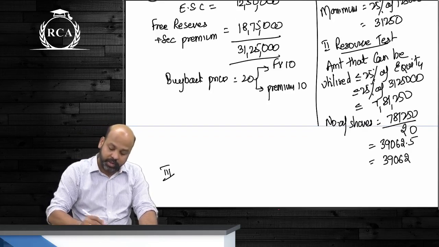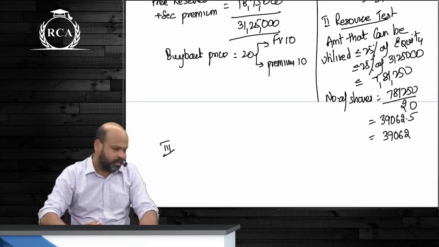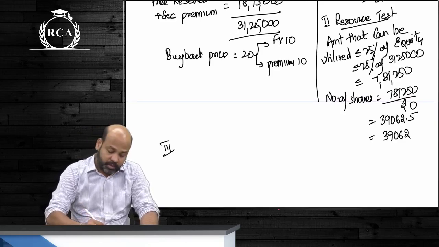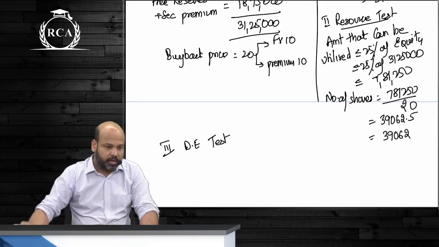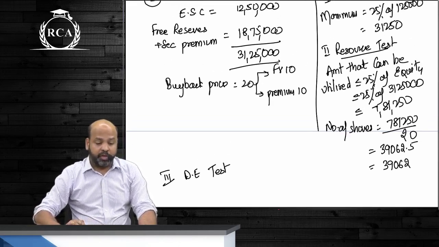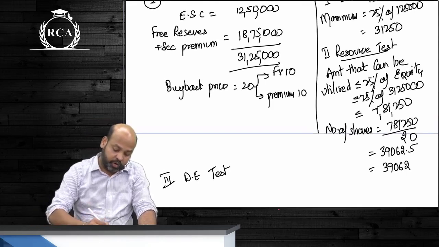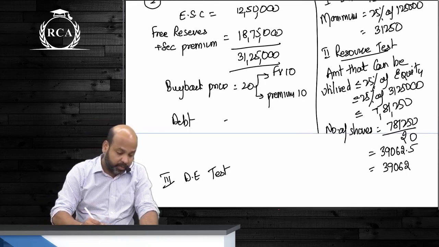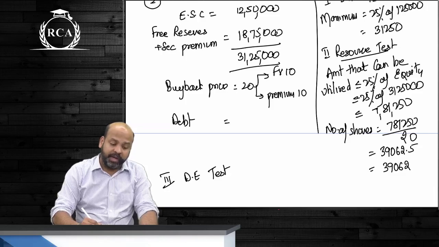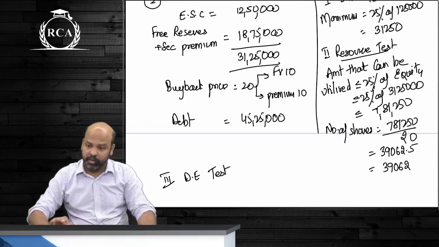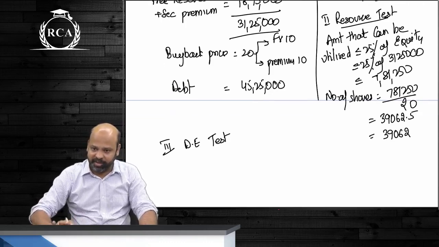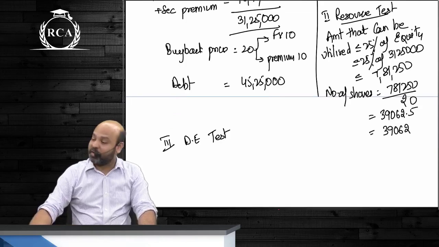Third condition, guys, after the resource test, beta, what is it, guys? Debt equity ratio test. As per the debt equity ratio, what will you do, beta? What is your total debt as per the balance sheet? 2875 plus 16,50,000. 45,25,000. If they give MCQs like this, it's not crazy. Debt, beta, is 45,25,000.